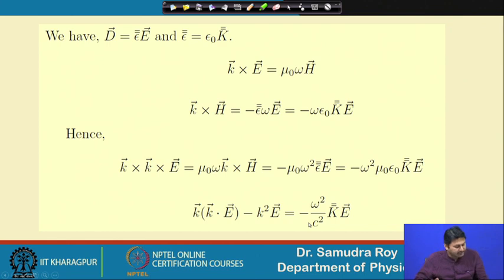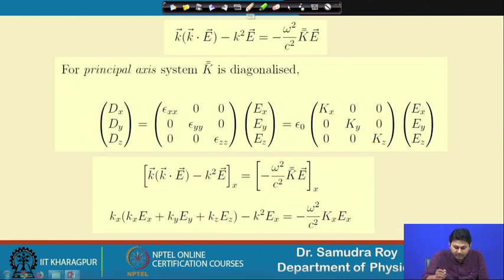So, we finally have one equation in the last slide, that is, k multiplied by k dot E minus k square E is equal to minus omega square by c square, k double bar, and then vector E. Now, this equation is a vector equation and should have 3 components. So, we need to figure out what the 3 components are, because that is important. Component wise, if I divide, then there will be 3 equations in our hand, x, y and z. But before doing that, we need to find out the meaning of the x component of k. So, now we know the relationship between D and E.